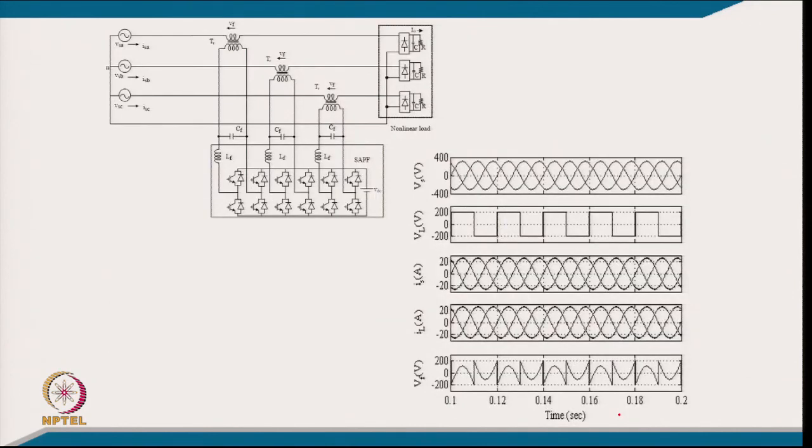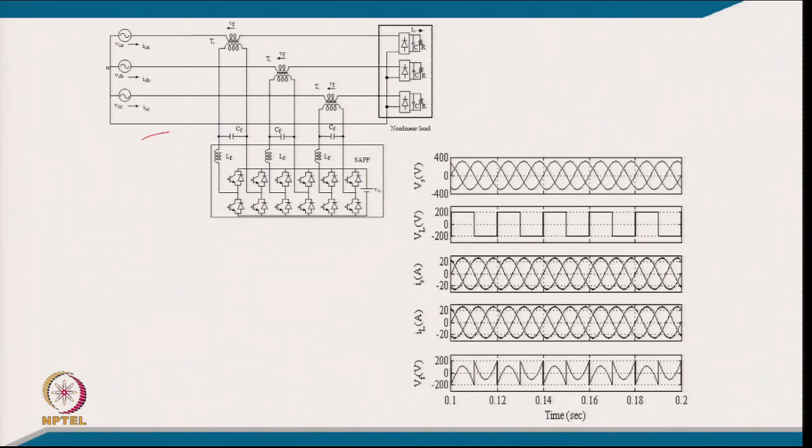So, this is the typical circuit. If we do not use the active filter, there will be highly distorted current, with conduction of very short time. And if you put a series active filter, these currents will be balanced sinusoidal and in phase with the voltage, so neutral current will be eliminated.